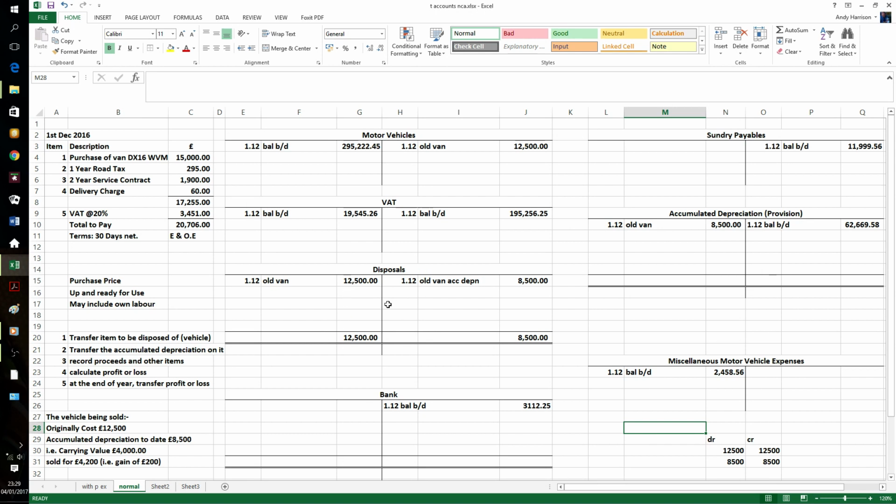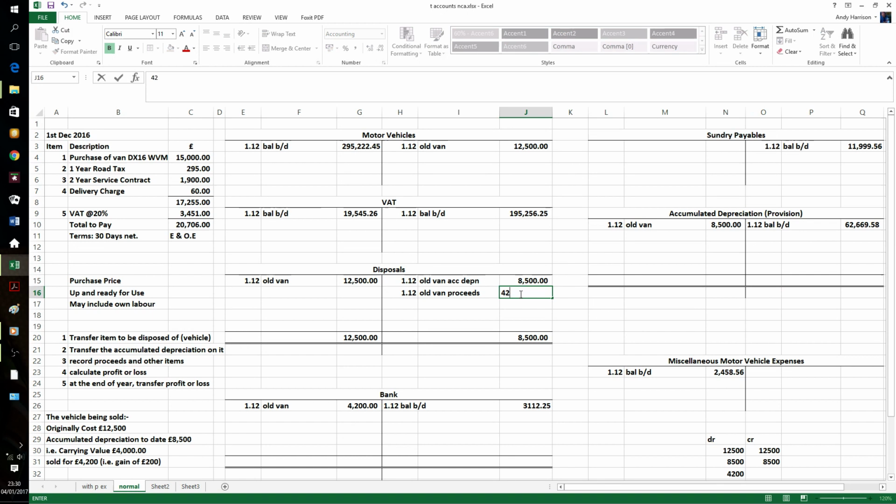Now probably the disposal account will be balanced off at the end of the year, but we'll put in the proceeds now. So proceeds went into the bank, we'll assume, and we got 4,200 for it. But in our books it was worth less than that, which means we've actually made a profit, and it shows the difference of 200.